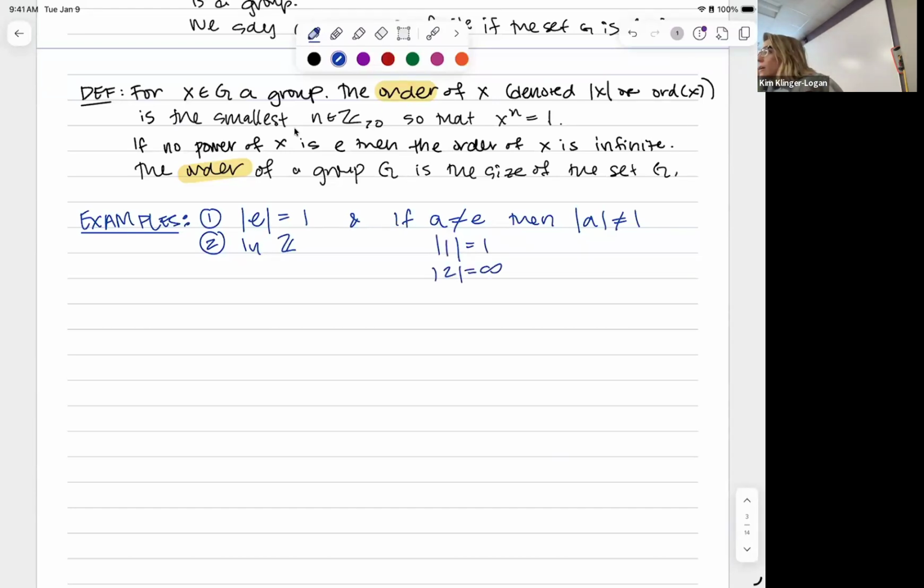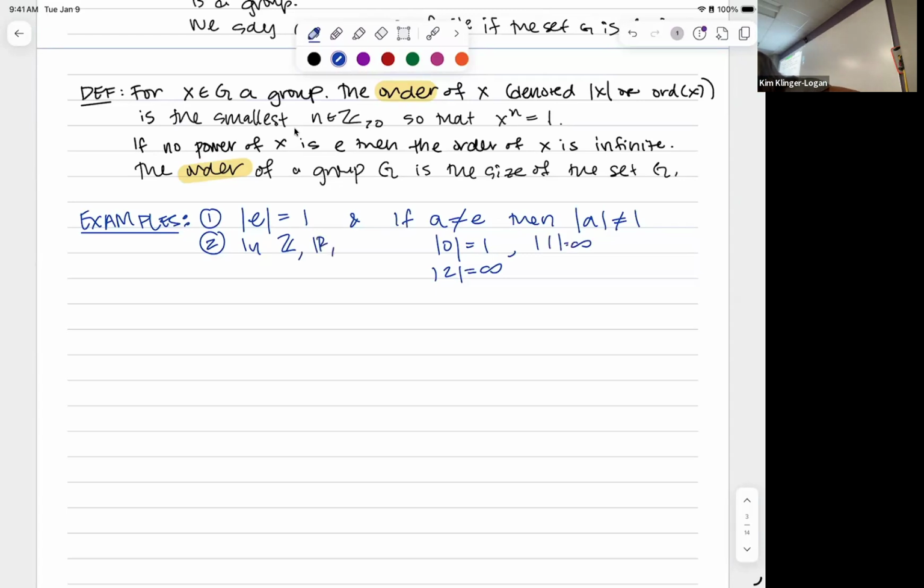Oh, I'm sorry. Thank you. 0. Good catch. Yes, the identity is 0. Very good. And in fact, everything else, sorry, I was confusing myself. Everything else is going to have infinite order, right? Because 1 will also have infinite order. So there we go. Sorry about that.